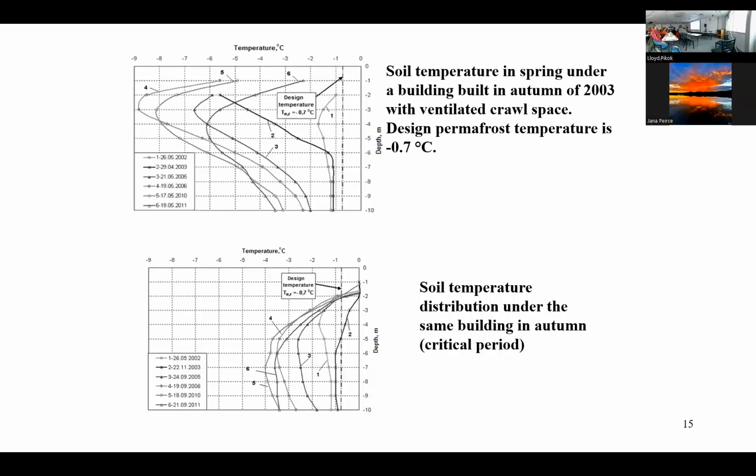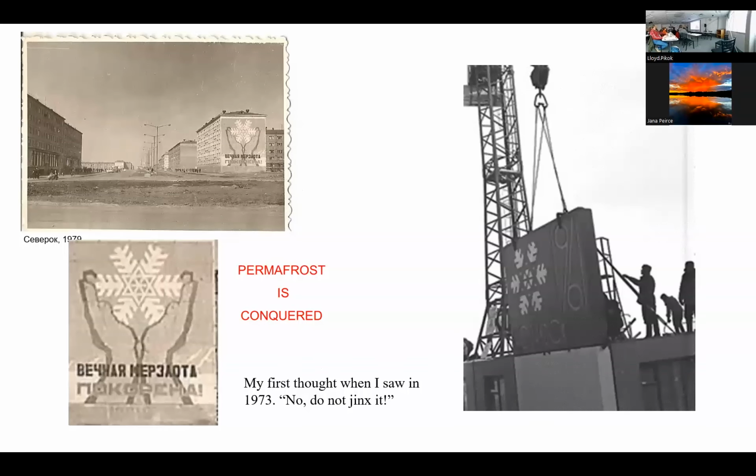interesting is an example from Nadym. During the design, permafrost temperature was expected to be minus 0.7 Celsius. After several years, permafrost temperature decreased by 4 to 5 degrees. Definitely, this is a huge factor of permafrost protection, but it works only if we maintain the ventilated crawl space well. When I was in Norilsk, I believe in 1972, I saw these pictures.